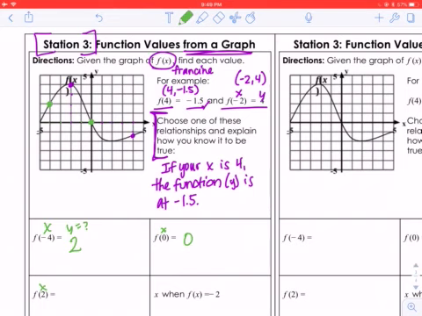For x is 2. So if I go over 1, 2, and go down to where my function is, I see that point is right there. And that's at negative 2. So that'd be at negative 2.